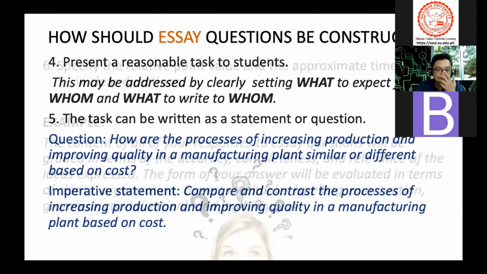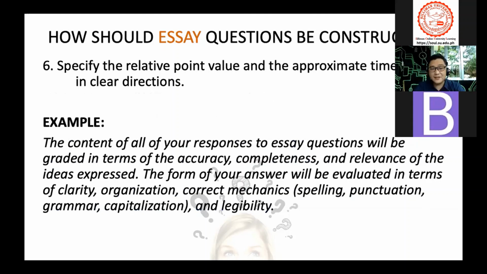Okay, next, number 6, specify the relative point value and the approximate time limit in clear directions. When we construct our essay tests, it is really ideal to specify the relative point value, the points that we allocate for the answers. I'm going to show that to you when we talk about rubrics in a bit. And also try to consider approximating the time, so we might end up constructing essay questions that will be impossible for students to do within the given time.